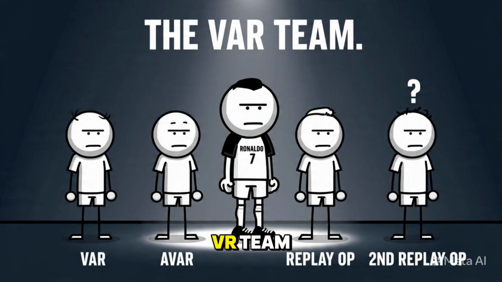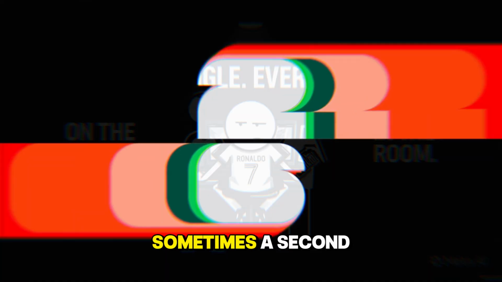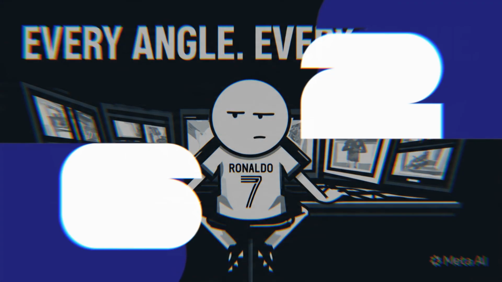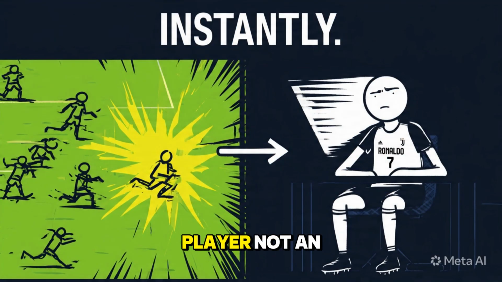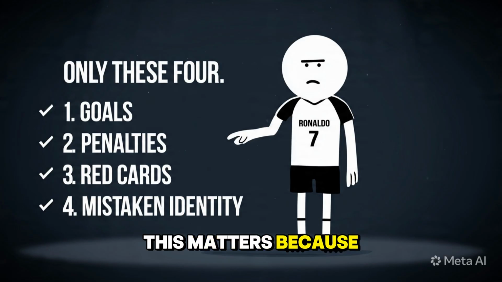There are 4 people in the VAR team. The VAR, 1 person, the lead. The AVAR, the assistant VAR. A replay operator, sometimes a second replay operator. The VAR is a qualified referee, not a former player, not an analyst. A referee with the same license as the man on the pitch. This matters, because the VAR is not watching the game. The VAR is reviewing decisions.